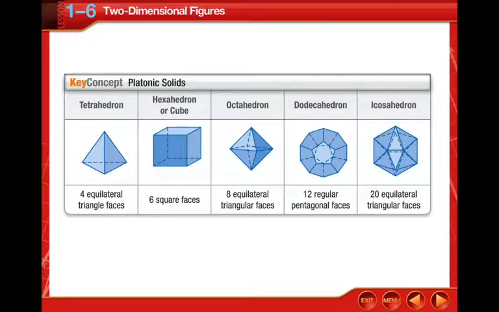A dodecahedron has 12 regular pentagonal faces, and an icosahedron has 20 equilateral triangular faces.